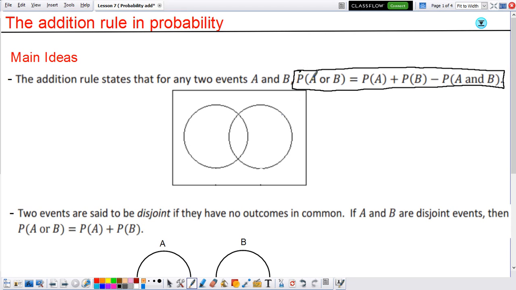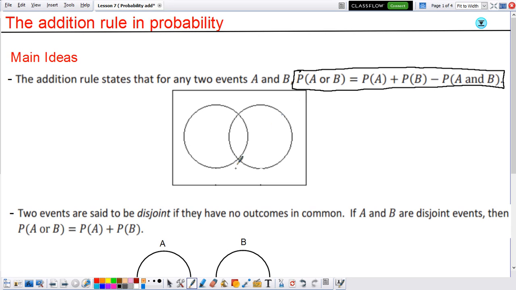The probability of A or B is equal to the probability of A plus the probability of B minus the probability of A and B. This is just a formula that we really need to get familiar with. The probability of A or B equals the probability of A plus the probability of B minus the probability of A and B.